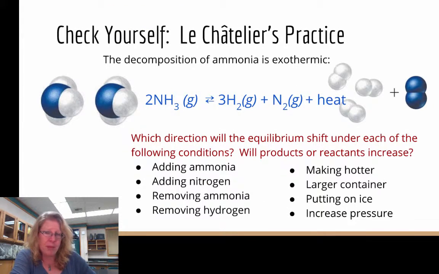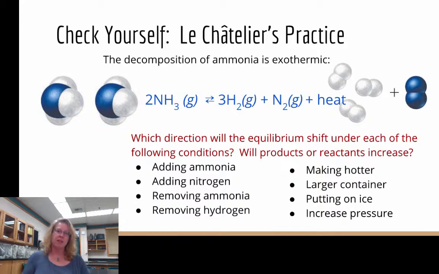Here's your practice problem for this. So take a few seconds, and based on what we've learned about concentration, pressure, and temperature, take a look at this particular reaction. This is the decomposition of ammonia. We've got 2 ammonia molecules on the left that are going to be in equilibrium with 3 hydrogen molecules and 1 nitrogen molecule on the right. This is an exothermic reaction, so heat is a product. Heat is given off from this reaction. So take a few seconds and see if you can jot this down, and I'll go through and do the reactions in a second.